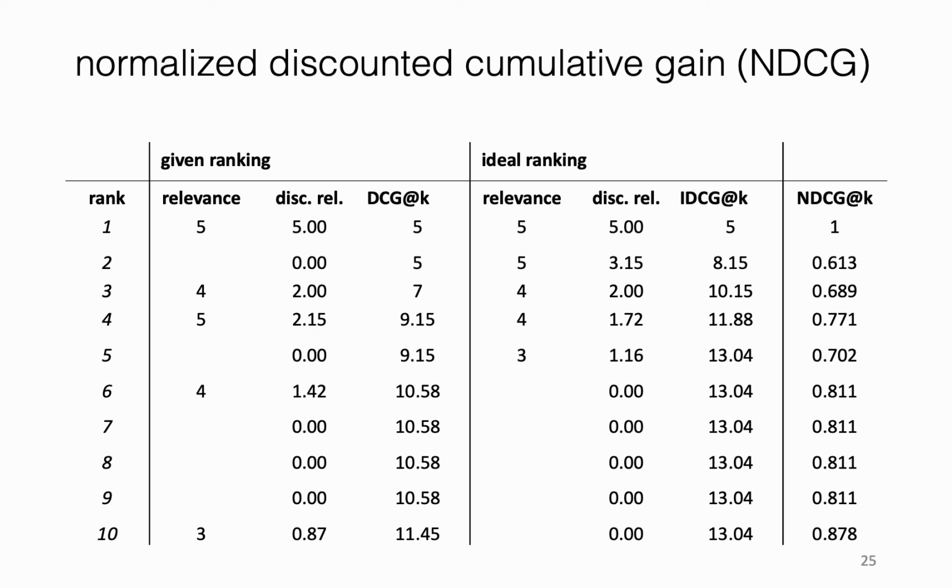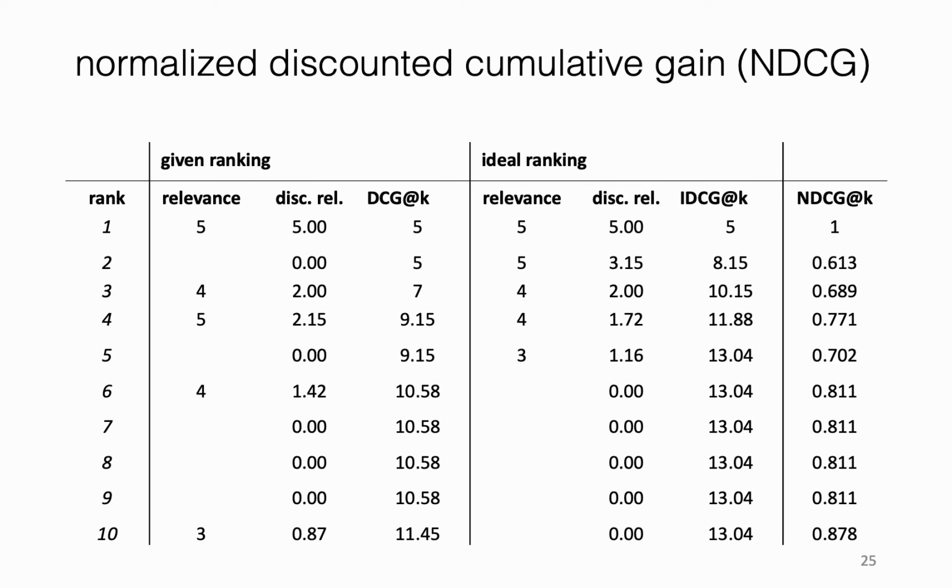So the first recommended item is relevant, with a rating of 5, which is discounted by 1 to give the DCG at 1 equal to 5. The second recommended item is not relevant, so DCG at 2 is also 5. The third recommended item is relevant, with a score of 4. This third ranking is discounted by 1/2, so the discounted relevance is 2. As a result, DCG at 3 becomes 5 plus 2 equals 7.